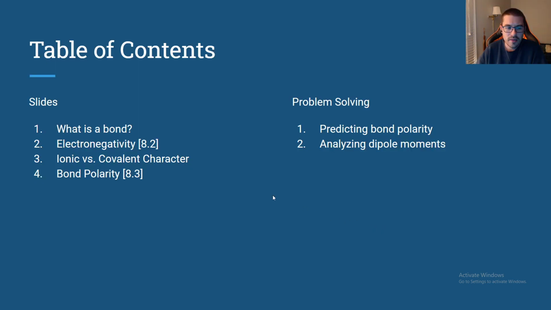Okay, so the table of contents for this video: we're going to spend quite a bit of time talking about what a bond is in the first place, to help wrap our heads around the idea of a chemical bond. We're going to talk about how electronegativity, and the differences in electronegativity between two elements, can determine whether a bond is ionic or covalent in character. And then we're going to talk about bond polarity and dipoles.